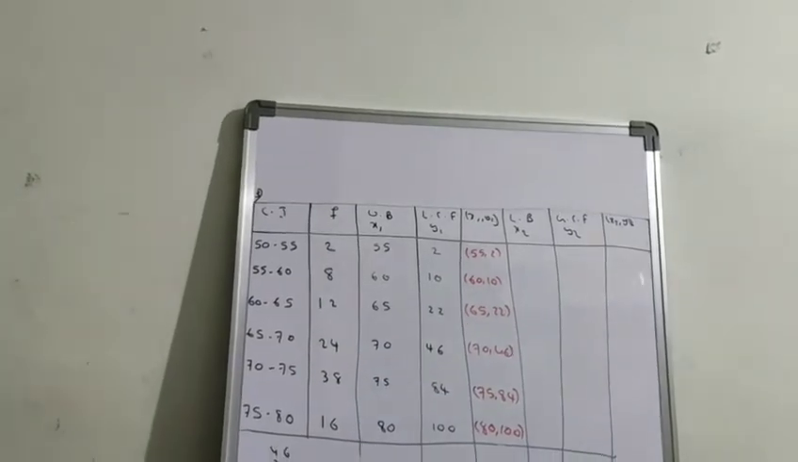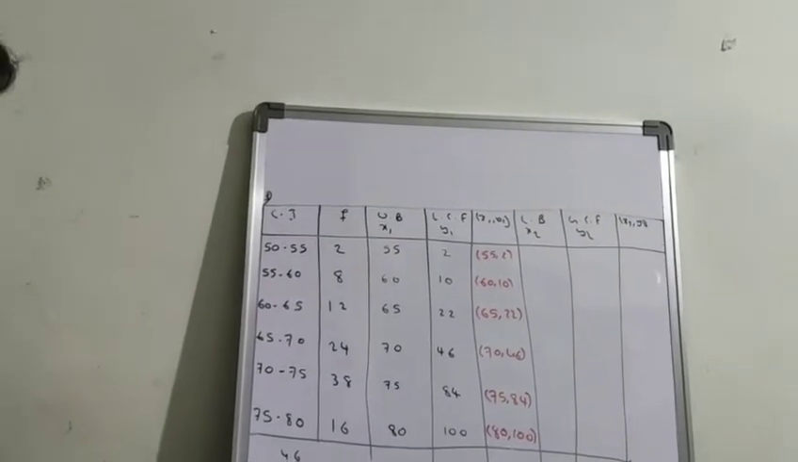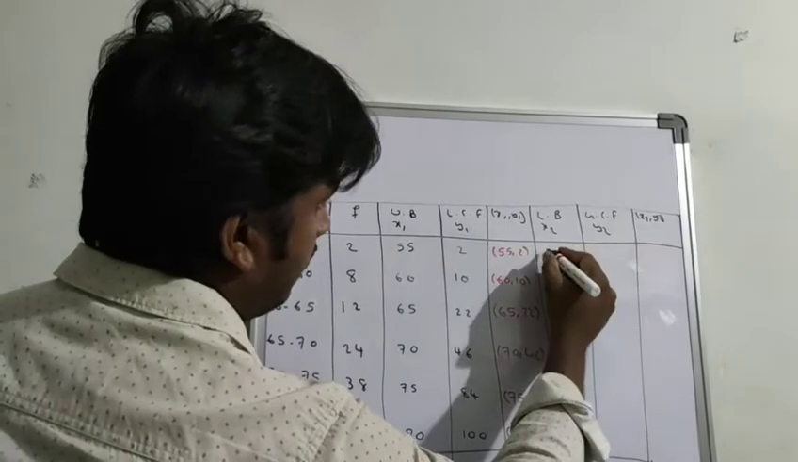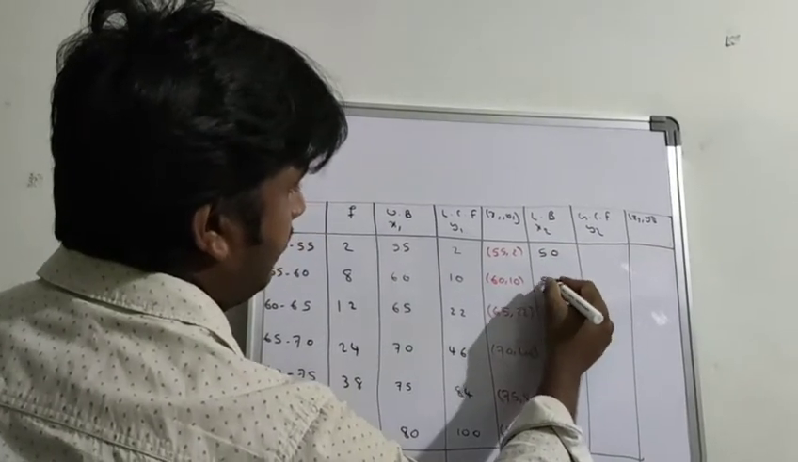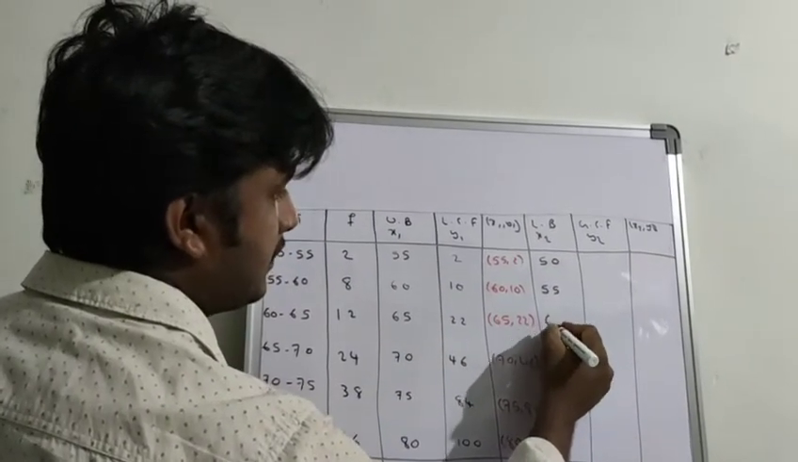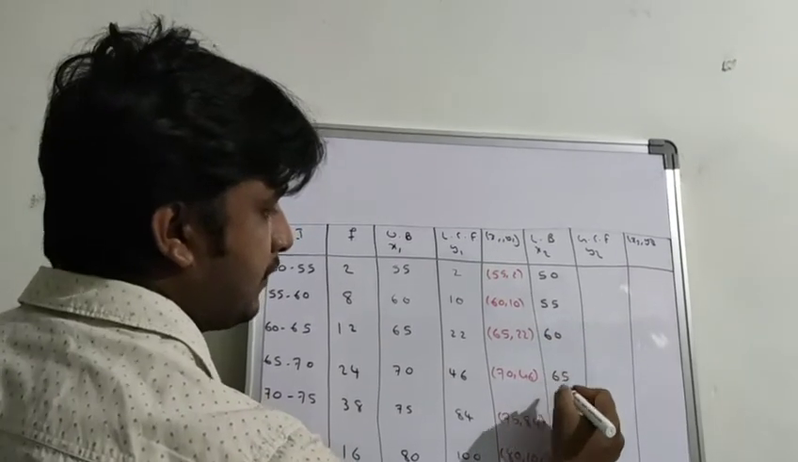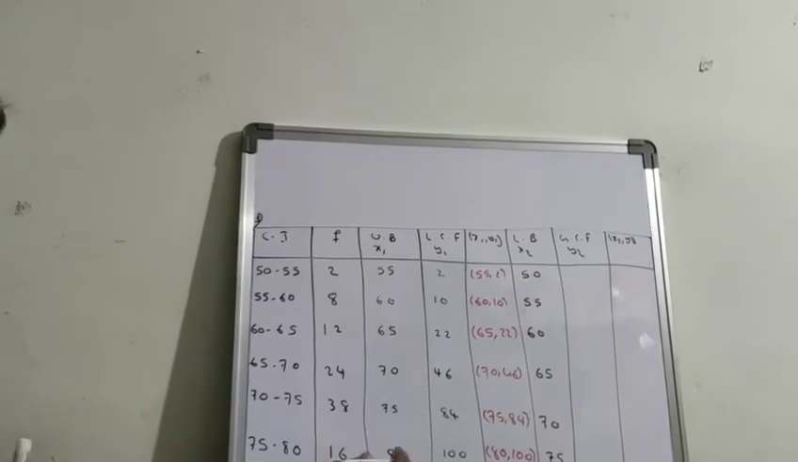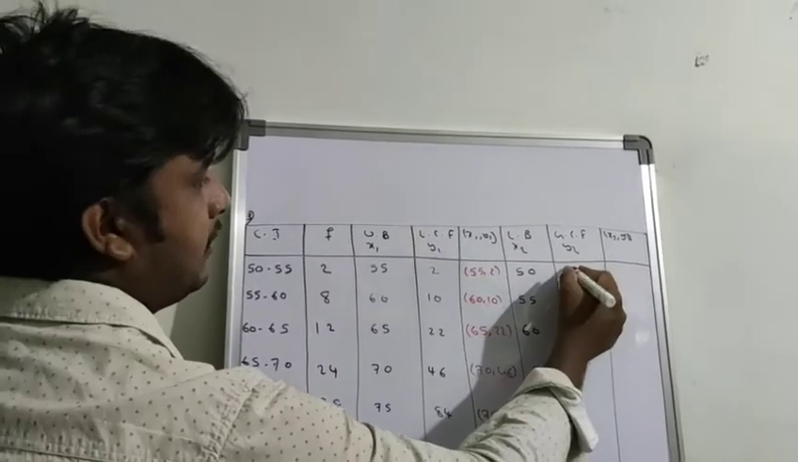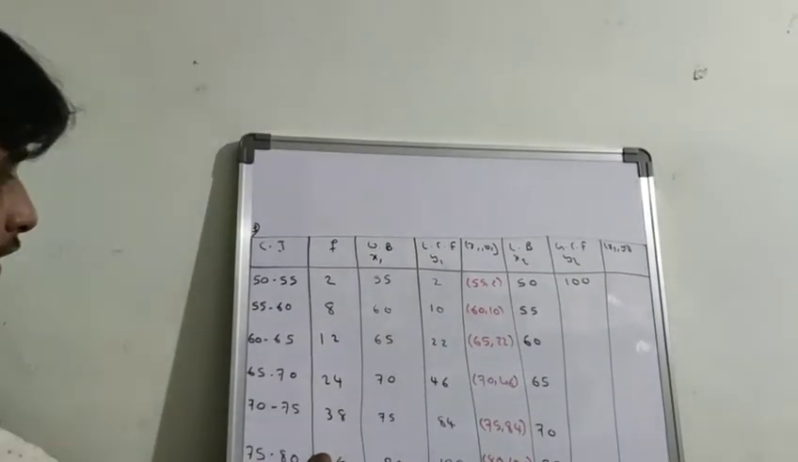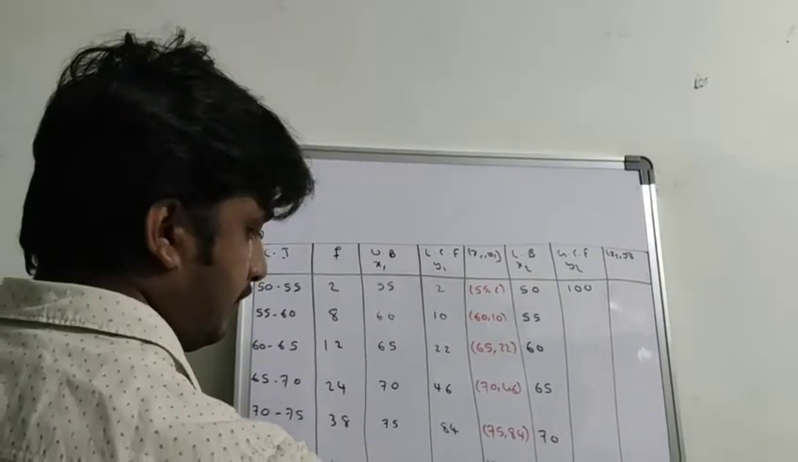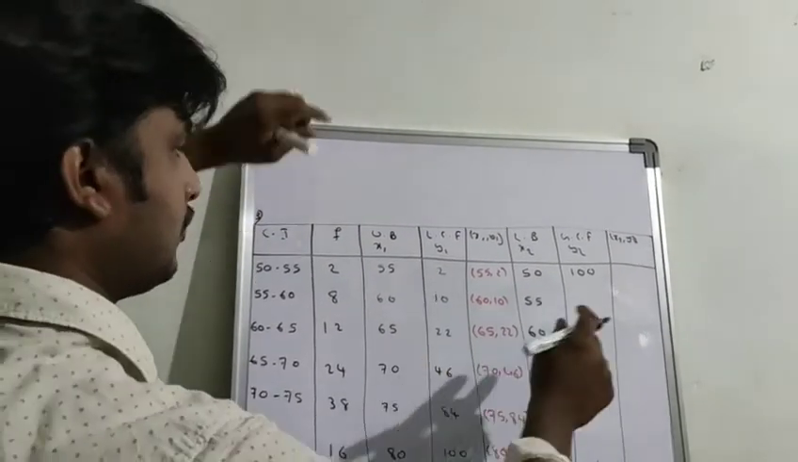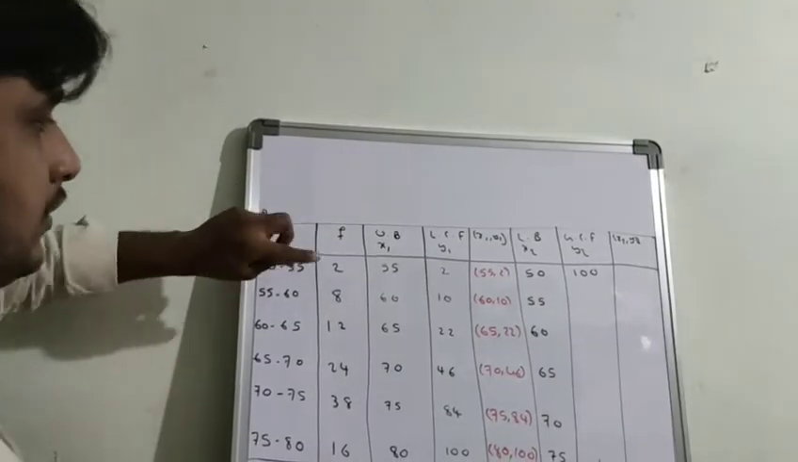Okay. Next, coming to the lower boundaries. Lower boundaries 50, 55, 60, 65, 70, and 75. So coming to the greater than cumulative frequency, we have to start with the total value, 100. And the last value we get is 16. Yes, check. So frequencies only you have to take. That's okay. Don't get confused.